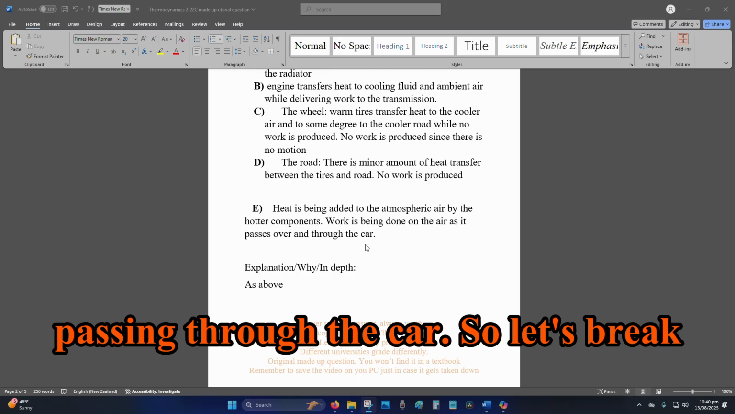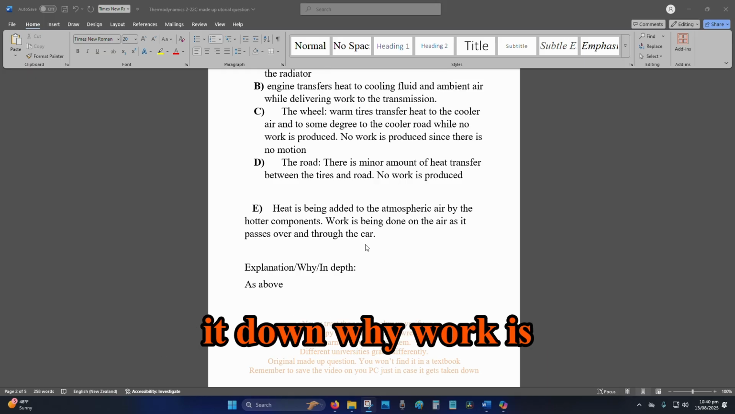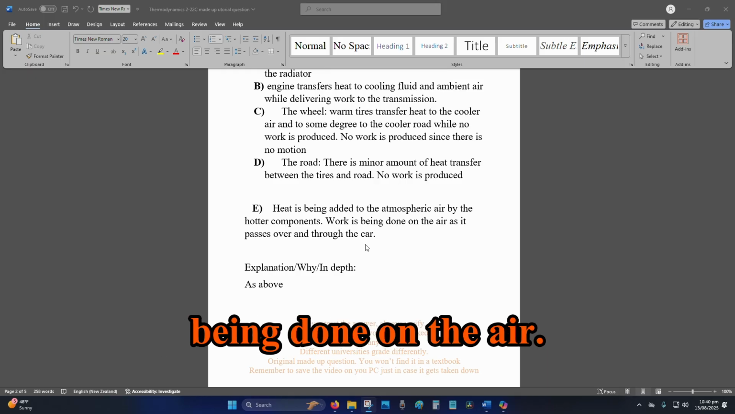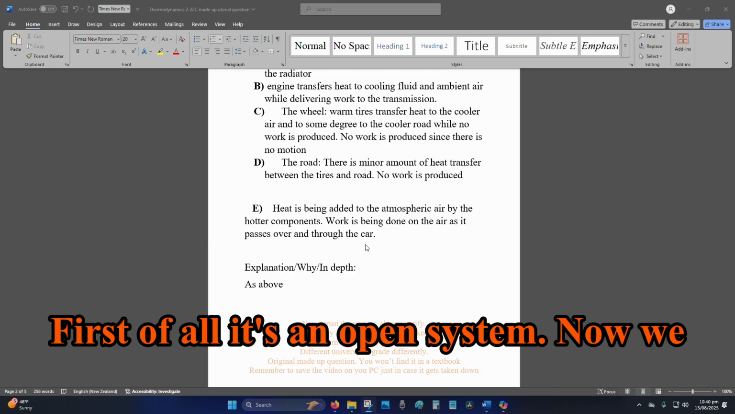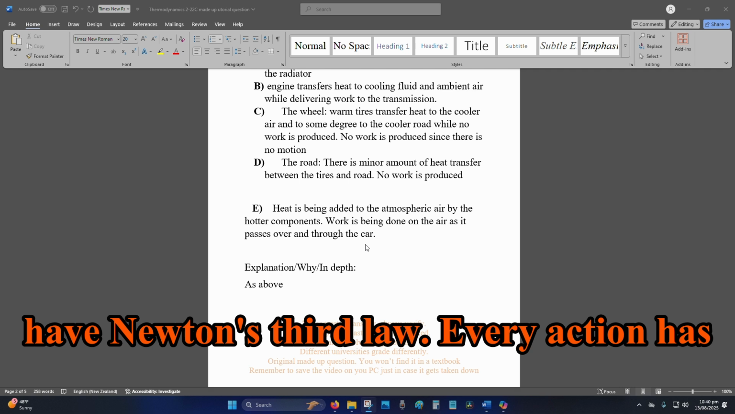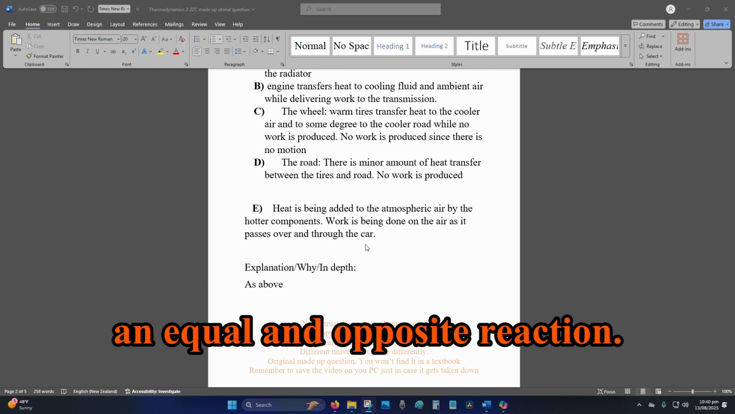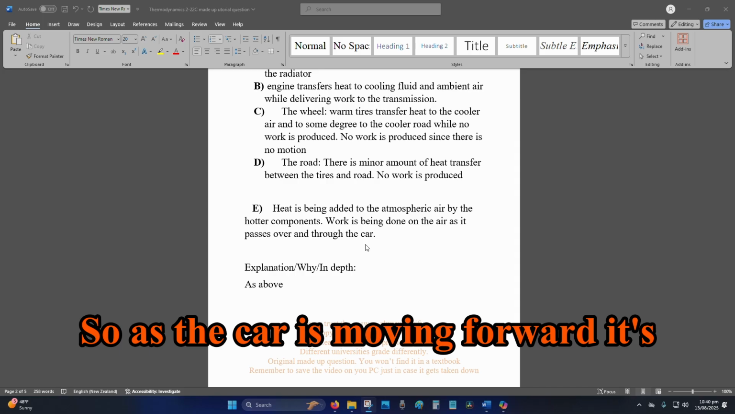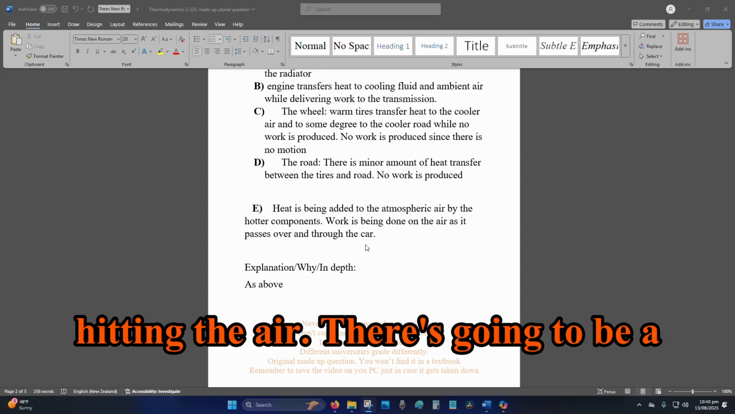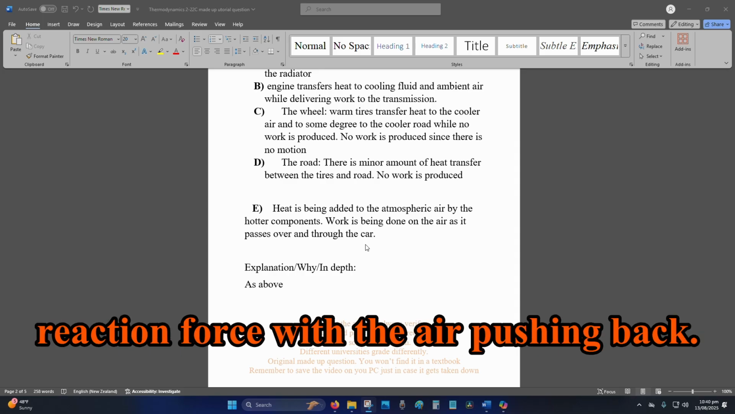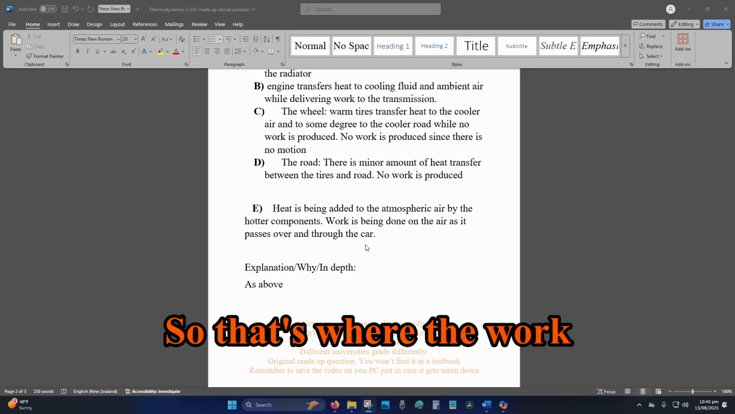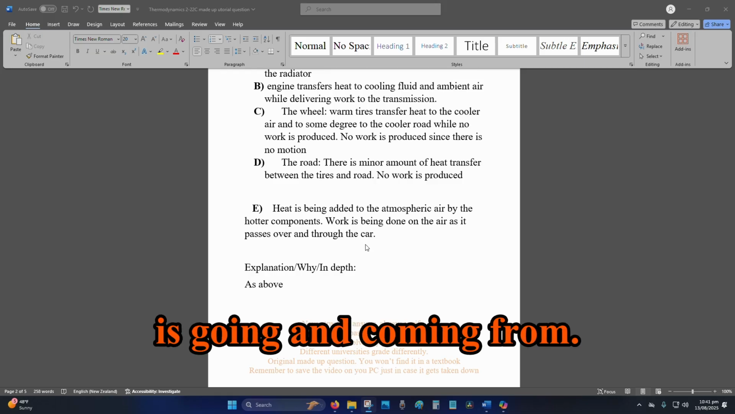So let's break it down why work is being done on the air. First of all, it's an open system. Now, we have Newton's third law. Every action has an equal and opposite reaction. So as the car is moving forward, it's hitting the air. There's going to be a reaction force with the air pushing back. So that's where the work is going and coming from.